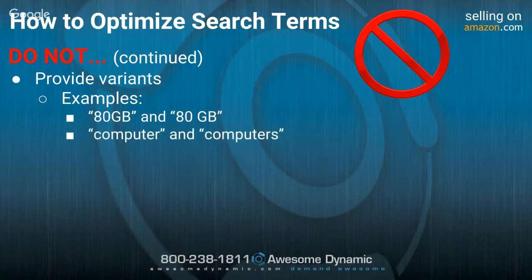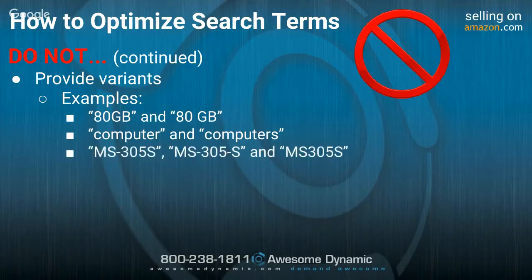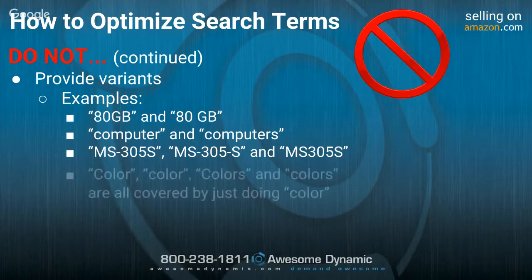Again, talking about pluralization, you do not need to do computer and computers. You can just do computer, and that will be fine. Let's say you have a model number for your product that has, according to your records, a dash in some portion of it or in different portions of it. Amazon, again, will just drop those and completely ignore them. So you can actually just put in one of those, and Amazon will compensate for anyone that types in the model number with or without the dashes or any other punctuation.